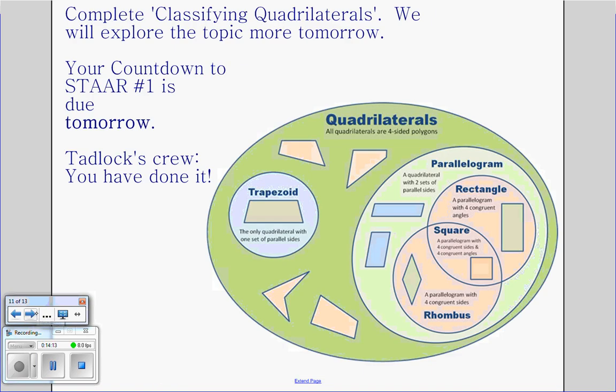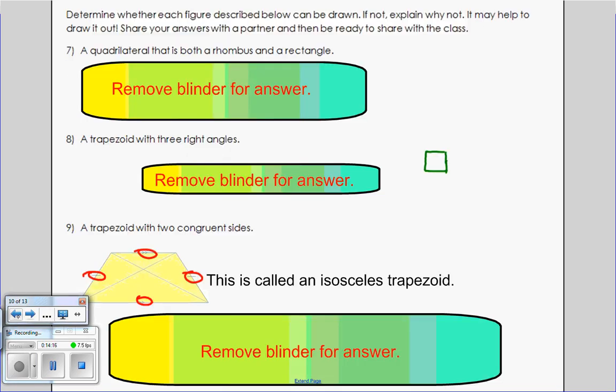All right, that is your quadrilaterals lesson for today.